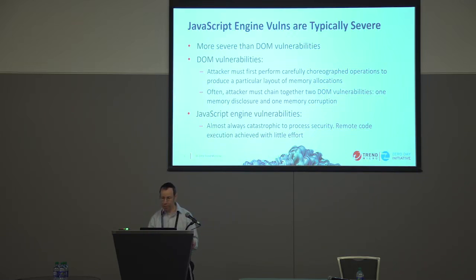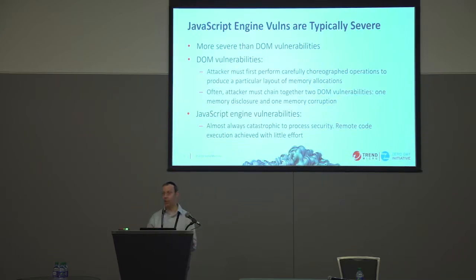In many cases, it was even necessary to combine two DOM vulnerabilities in a chain, one DOM vulnerability to disclose sensitive information from memory that was necessary for setting up the next stage of the attack, and then a second DOM vulnerability to actually do the memory corruption that results in remote code execution.